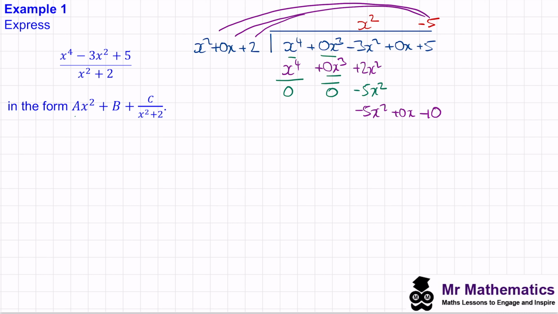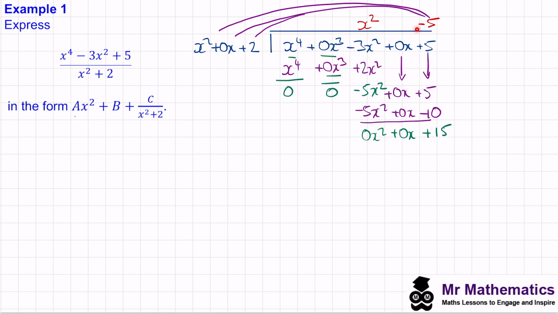And to work out the difference between these terms, well, we can drop each of these down first. So 0x and then positive 5. And the difference between this negative 5x squared and this negative 5x squared is 0. The difference between these is also 0. And the difference between these is positive 15.